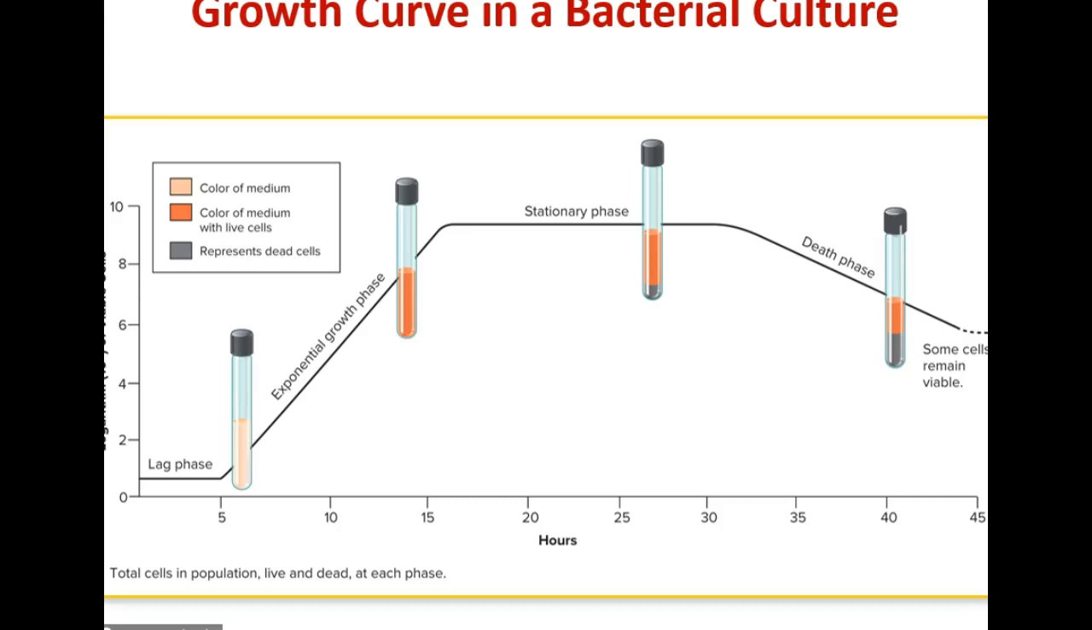What happens during the stationary phase? Is it growing? Okay. And then what happens? Death phase. And I'm going down. All right? But now, are all of the microbes going to die in the death phase? Does it look like it? Okay. What are the stages? Lag, exponential growth, stationary, death.